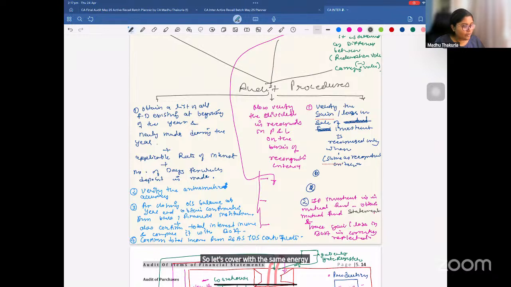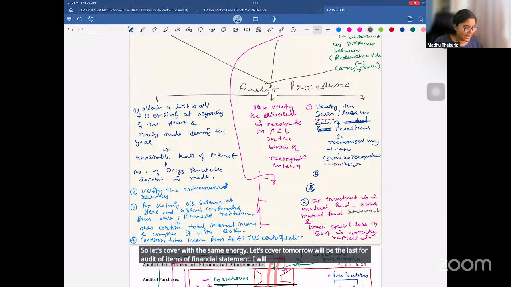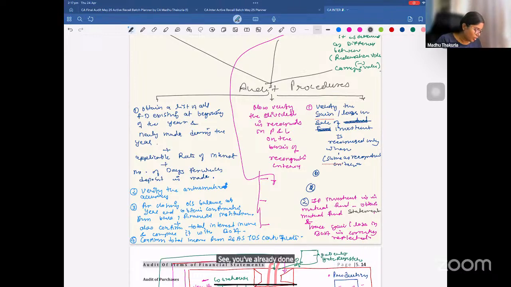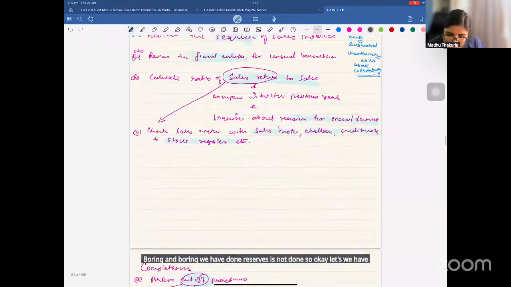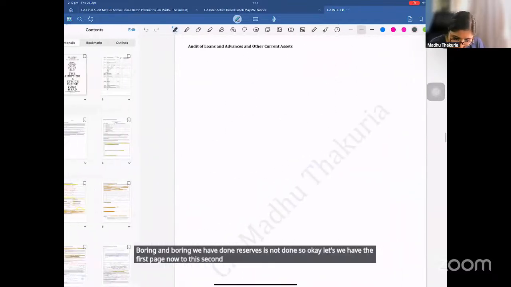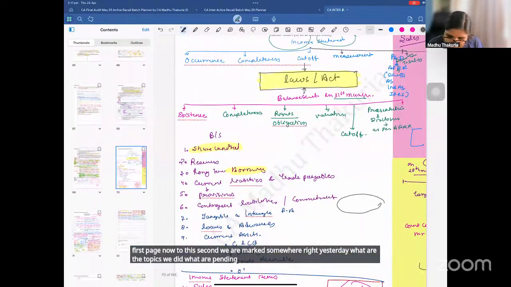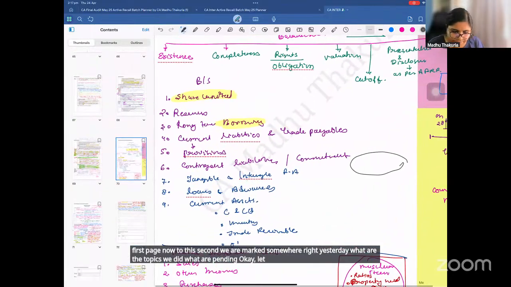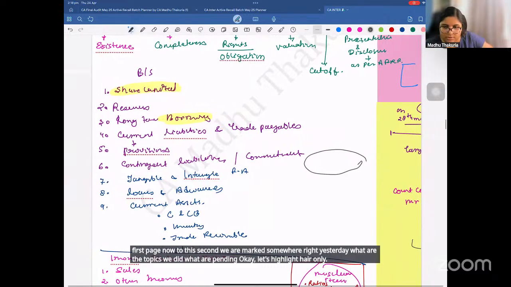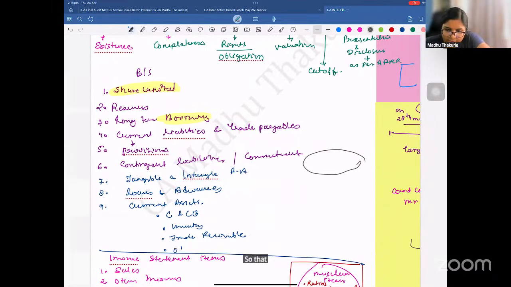Tomorrow will be the last for audit of items of financial statement. I will cover the remaining balance sheet items. We've already done the borrowing part. What is not done then? Borrowing we have done. Reserves is not done. Okay, we have the first page now. One second. We have marked somewhere, right? Yesterday, what topics did we do? What is pending? Let's highlight here only, so that we can track our progress.